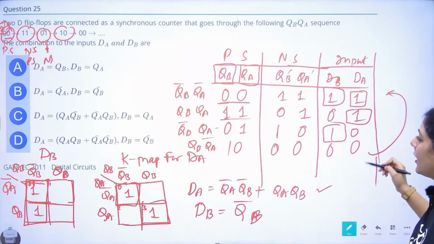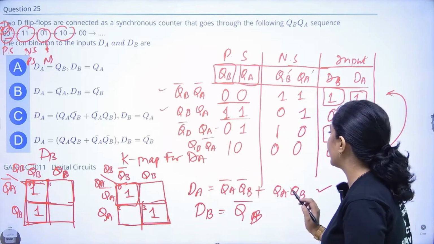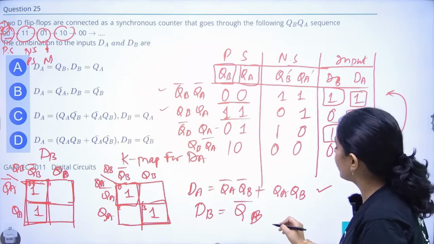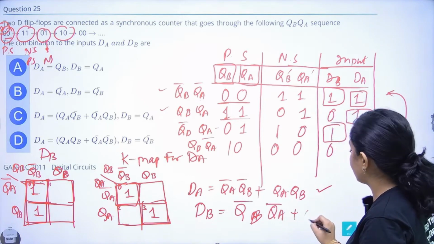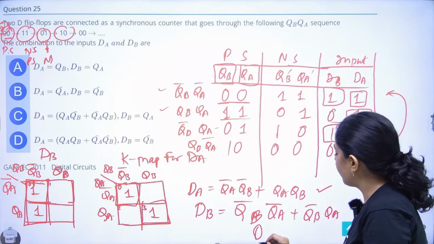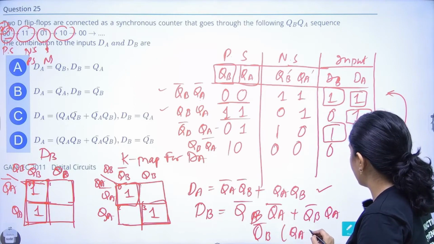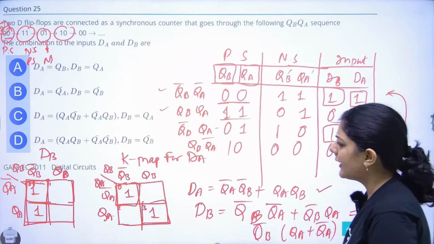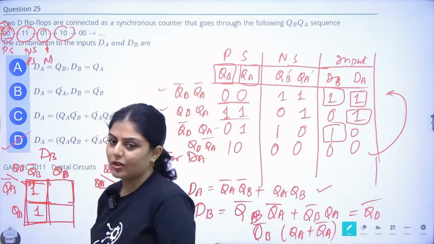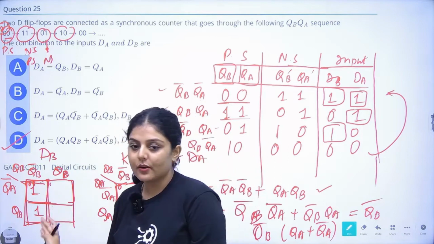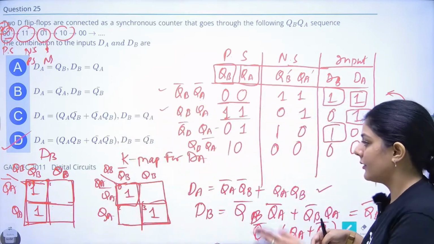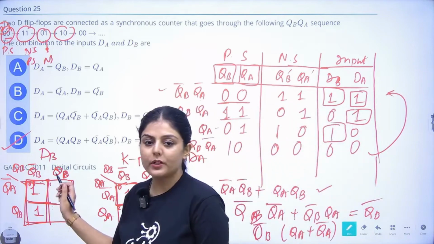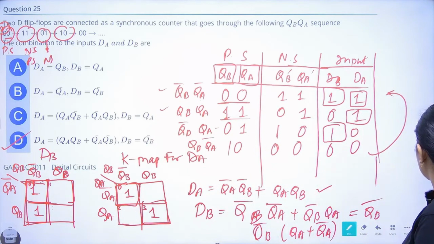So DA is 1 for this value and this value. It's okay, so we have written it, and DB is 1 for this value as well as this value. From this, if we take, so this is QB, QA bar plus QB bar, QA. So if I take QB bar common, it will become QA plus QA bar. So this will become 1 and it is eventually QB bar. Right, instead of solving from K-map, we can solve it directly also, but K-maps are also easy. There was a confusion because I took QA as MSB, but by taking QB as MSB, we can see that the value of K-map will also become QB bar. Okay, moving on to the next question.